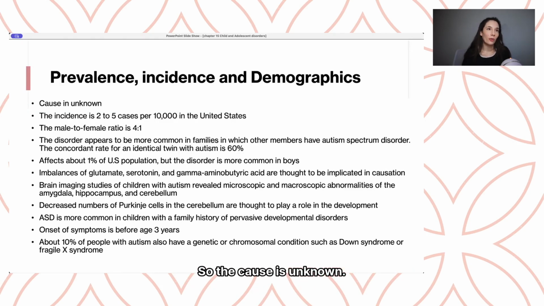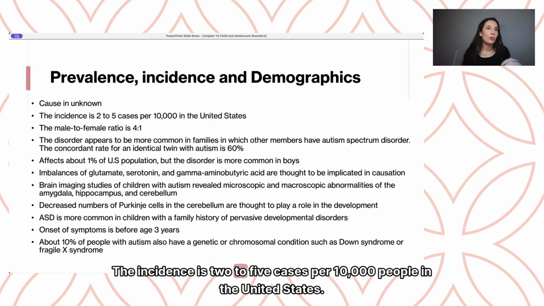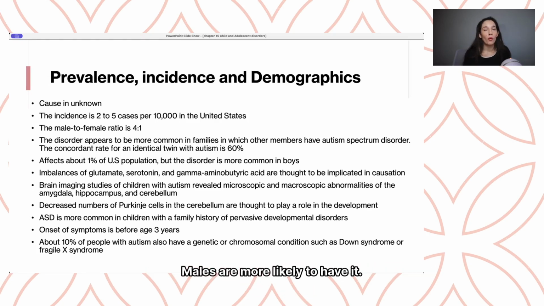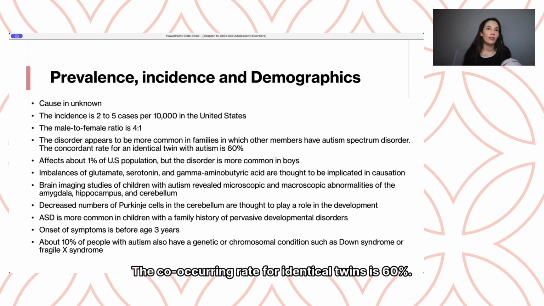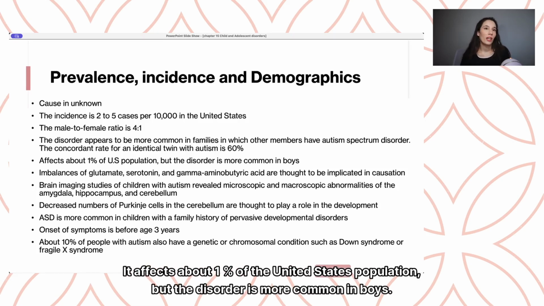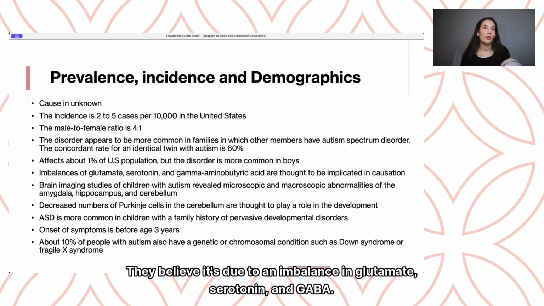So the cause is unknown. The incidence is 2 to 5 cases per 10,000 people in the United States. Males are more likely to have it, so a 4-to-1 ratio, male to female. The disorder appears to be more common in families in which one member has autism spectrum disorder. The co-occurring rate for identical twins is 60%. It affects about 1% of the United States population, but the disorder is more common in boys. They believe it's due to an imbalance in glutamate, serotonin, and GABA.